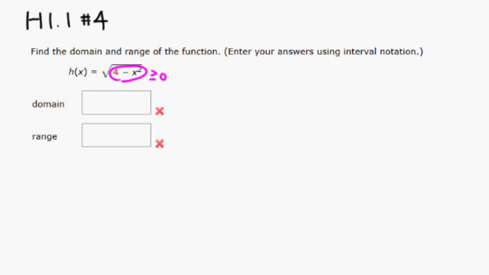In order to solve this inequality, since an inequality is a little too hard, I'm going to turn it into an equality and see if we can solve that first. So you have 4 minus x squared is equal to 0. So let's do the equality first. The equality is a little easier.